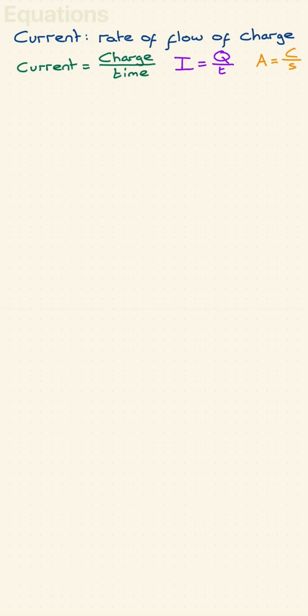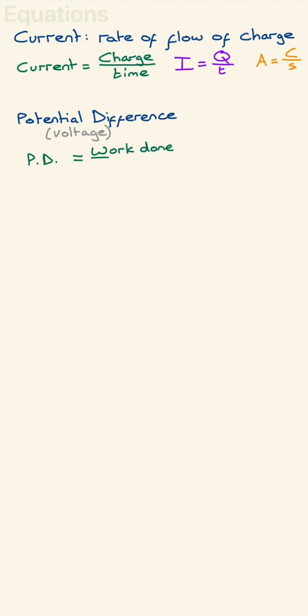Next, we have voltage, or potential difference. This one is more abstract, since the defining equation here is potential difference, PD, equals work done over charge, or energy over charge. In symbols, that's written as V equals W over Q. And in units, 1 volt is 1 joule divided by 1 coulomb. So, potential difference tells us how much energy the charge is carrying. More on that another time. For now, let's move on.